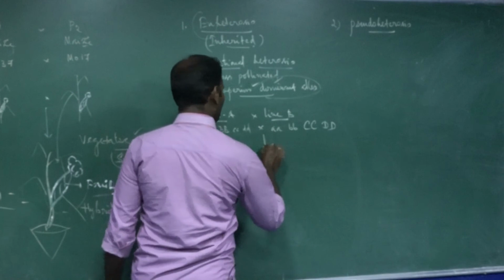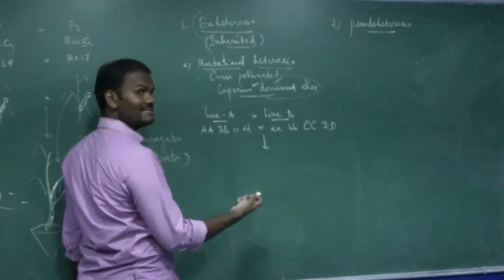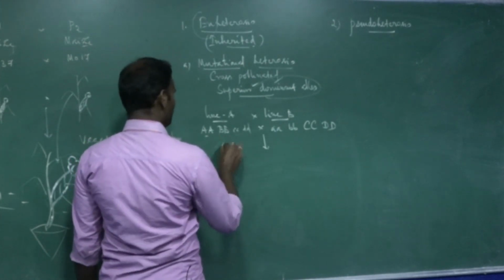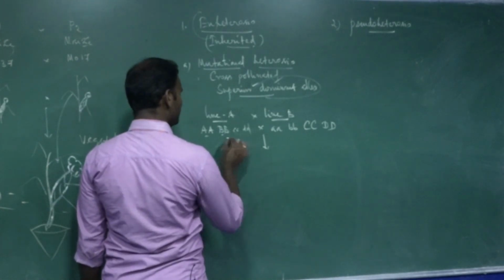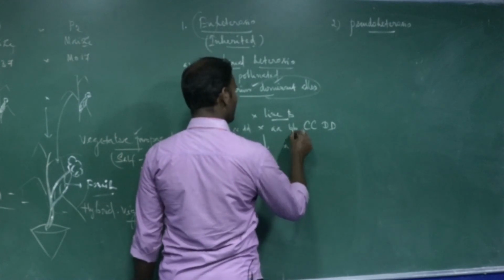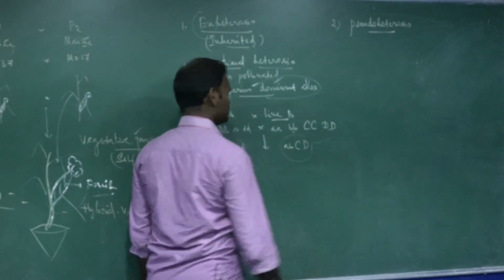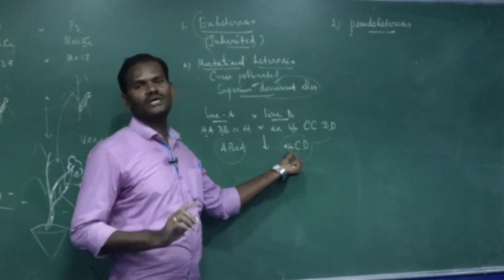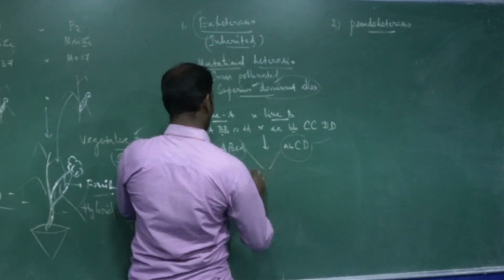In the F1, at the time of gamete formation, among each pair only one allele gets segregated. Here capital A, capital B, small c, small d is one gamete. Similarly, here small a, small b, capital C, capital D is another gamete. Among each pair, only one allele is segregated into the gamete. So both are crossed together.